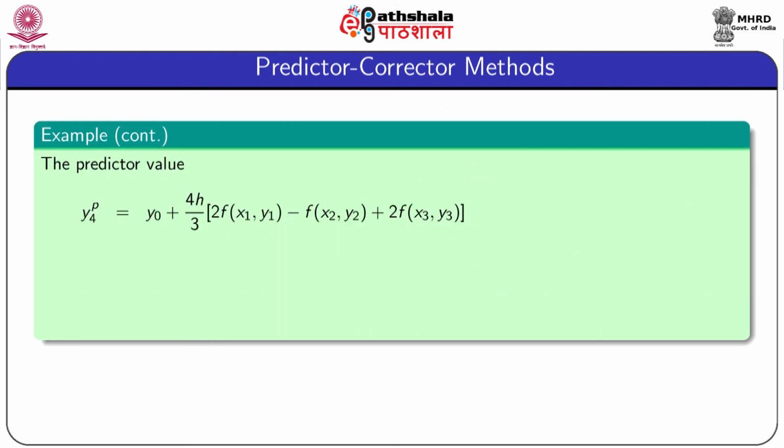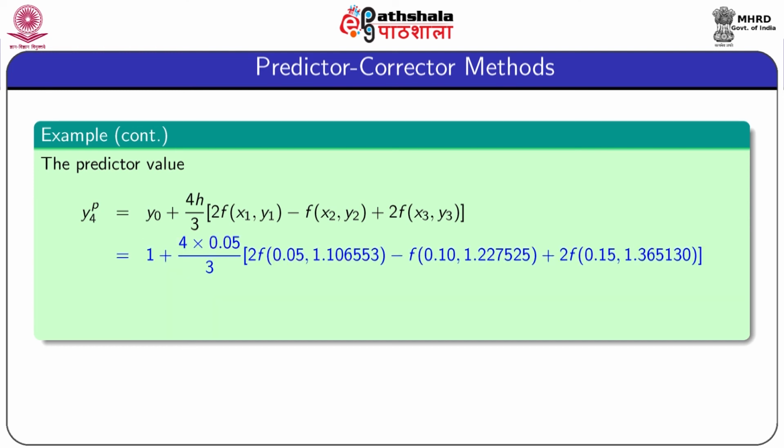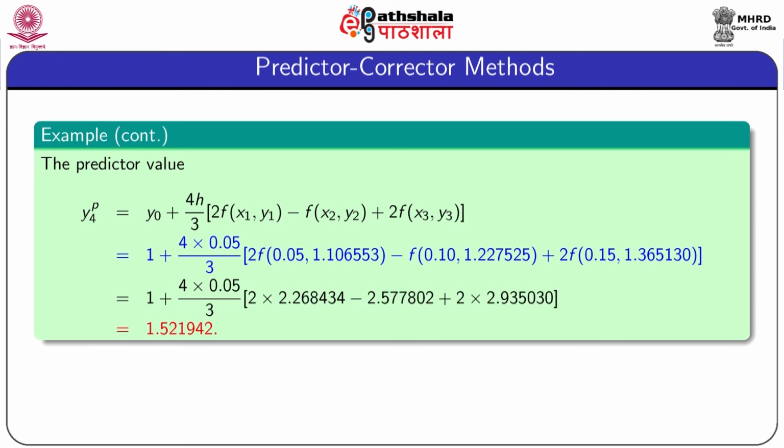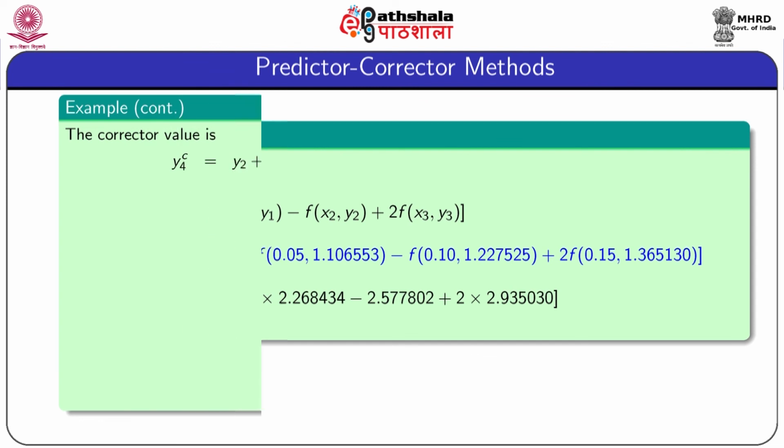Now, the predicted value at x equal to x4, that means y4p, is equal to y0 + (4h/3) into [2 f(x1,y1) - f(x2,y2) + 2 f(x3,y3)], and these are the values of the function f at different points. After simplification it is equal to 1.521942. So, this is the predicted value of y when x equal to 0.2.